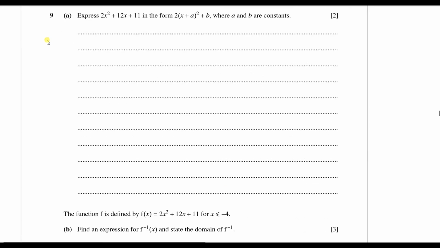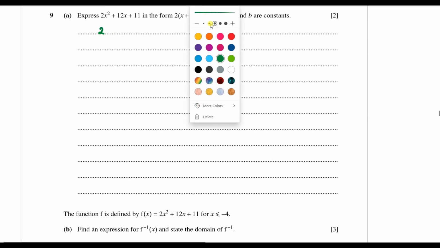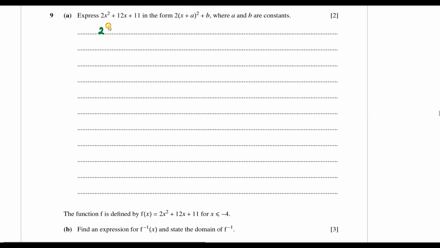Question number 9. Question number 9 is: express 2x squared plus 12x plus 11 in this form. So we are going to use the completing the square method here. I'll take 2 common, and after taking 2 common, what will be left? It is x squared plus 6x. I'm leaving this plus 11 as it is.